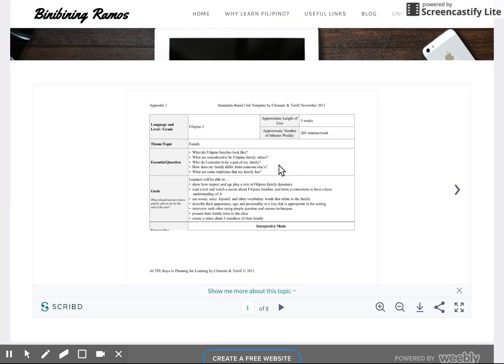I also wanted this unit to give them an opportunity to connect with and learn about their own families. By the end of this unit, I wanted students to be able to create simple sentences about family using different nouns, adjectives, and pronouns, and to use those to express themselves in writing, speaking to each other, and presentations. I also wanted them to understand that the family is a huge part of the Filipino culture.